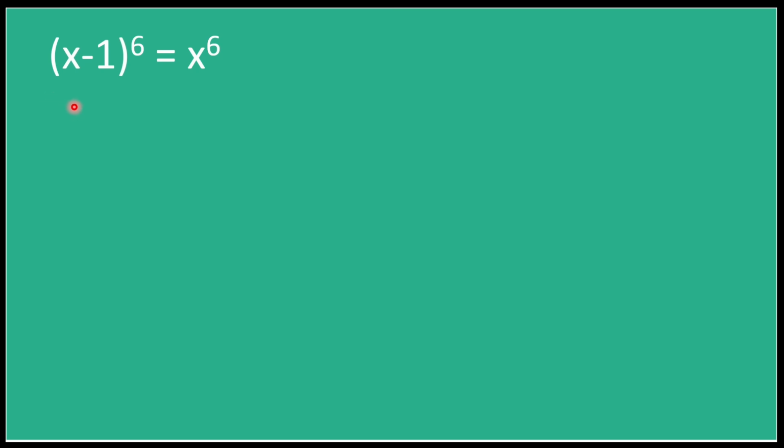Hello everyone. We have this question: (x − 1)^6 = x^6, and we have to solve this for the value of x. So let's start the solution of this question. First we will rearrange this equation.